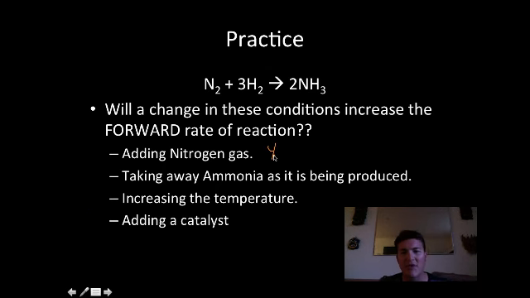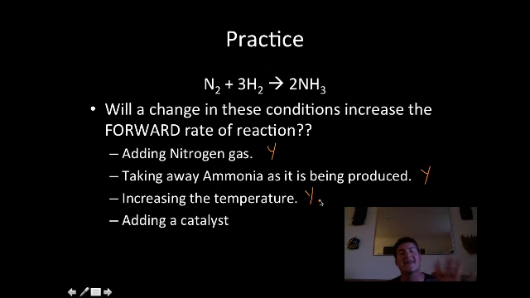Now if we take away some ammonia, we're taking away ammonia as it's being produced. That's going to make the reaction want to occur and continue to go forward. So is that going to increase the rate of reaction? Absolutely. Now if we increase the temperature, remember increasing the temperature increases the average kinetic energy of the reaction. If the molecules and atoms are moving faster, there's more of a chance of collision, or collision with enough energy, and this is in fact going to increase the rate of reaction, so that is in fact yes.